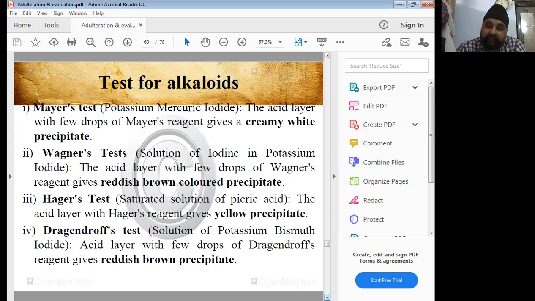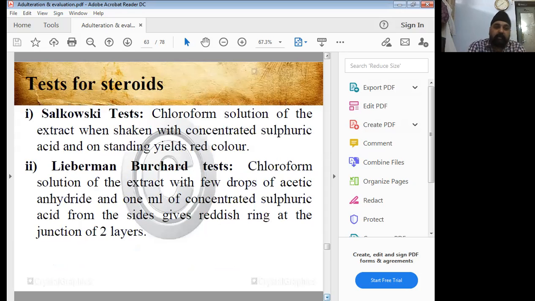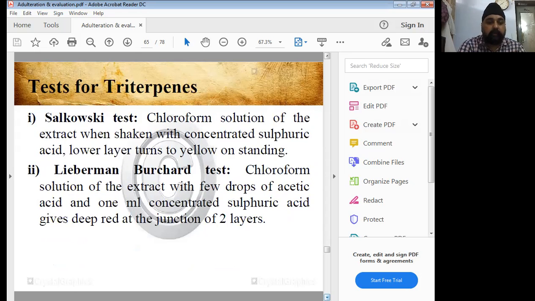A reddish brown precipitate forms. It means it is an alkaloid. Hager's test basically uses a saturated solution of picric acid, which is added. It will give a yellow precipitate. Then Dragendorff's test is there, in which if a reddish brown precipitate forms with the drug on adding Dragendorff's reagent, it means it is an alkaloid. Then for steroids, the Salkowski test and Liebermann-Burchard test are also there. This can be done. Then for triterpenoids, the Salkowski test and Liebermann-Burchard test.